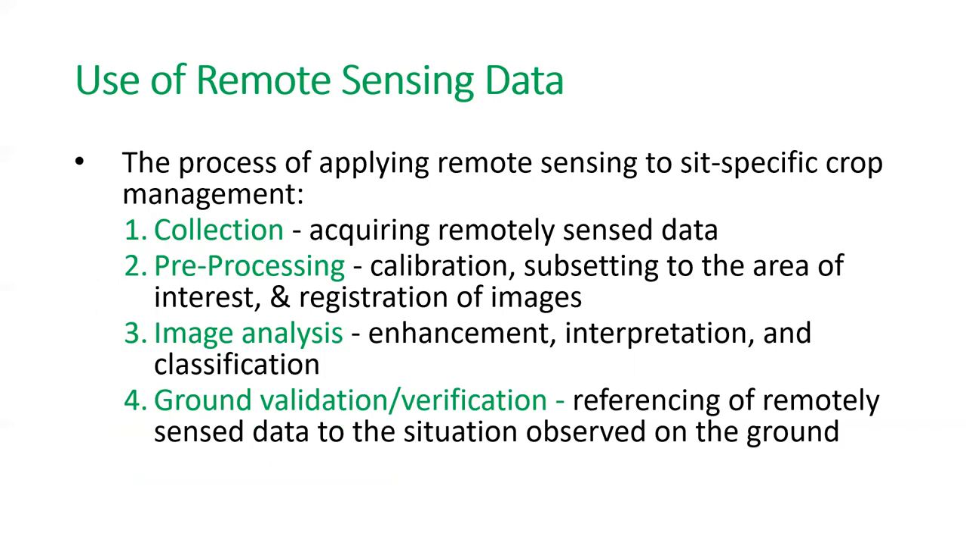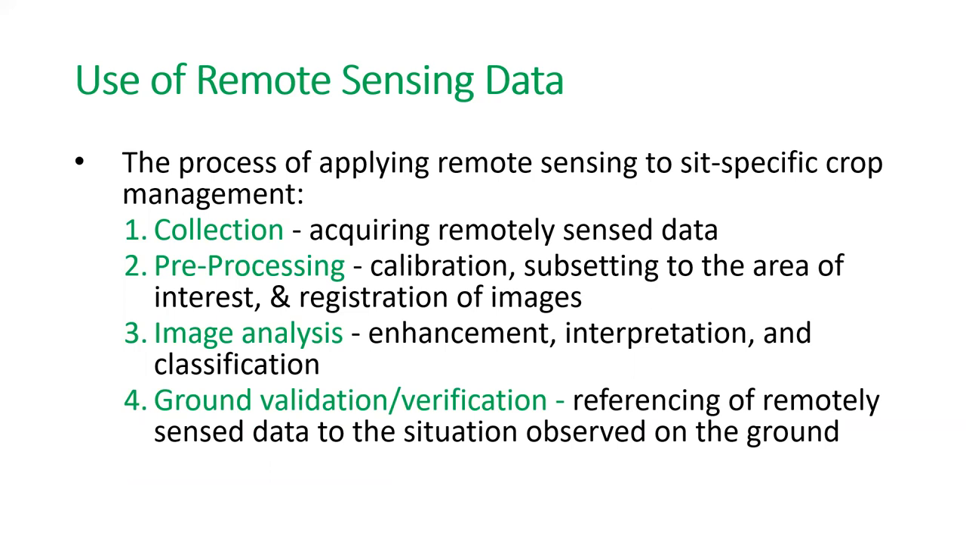Now look at this. The process of applying remote sensing to site-specific crop management begins with data collection, for example acquiring remote sensing data. After collecting the image, you do some pre-processing, for example calibration, maybe subsetting to the area of interest, and registration of images. The next step is image analysis, for example enhancement, interpretation, and classification.